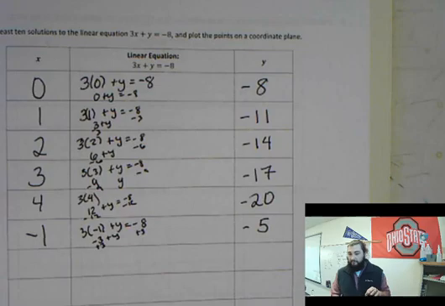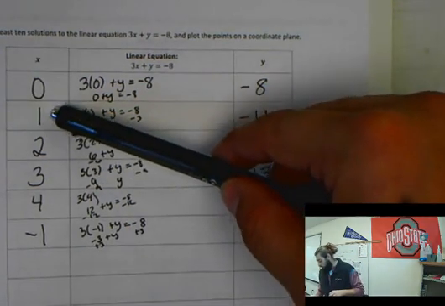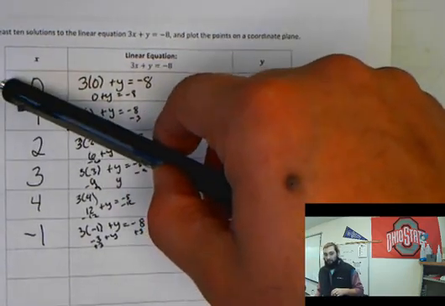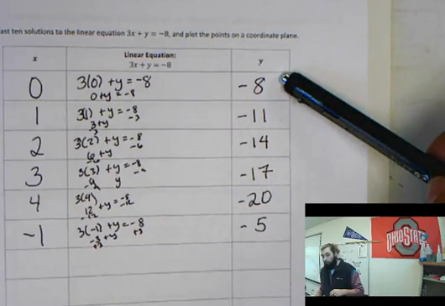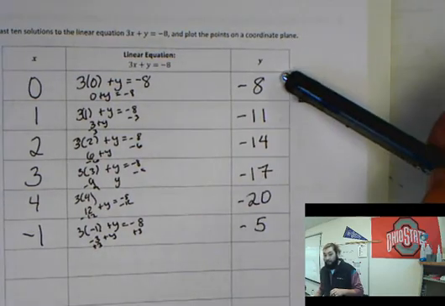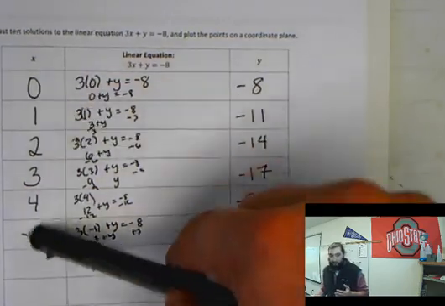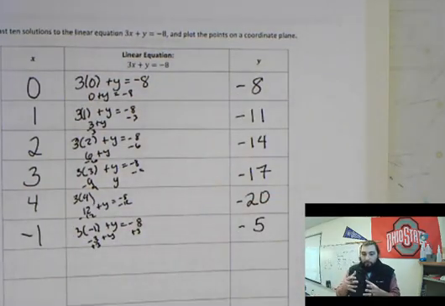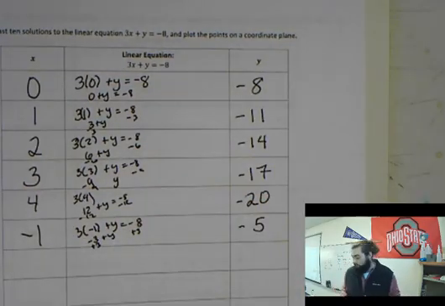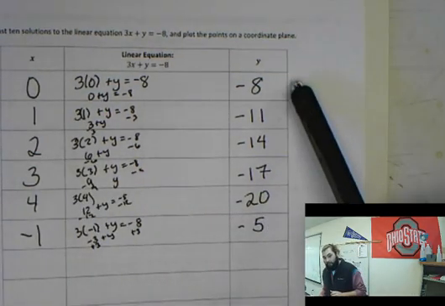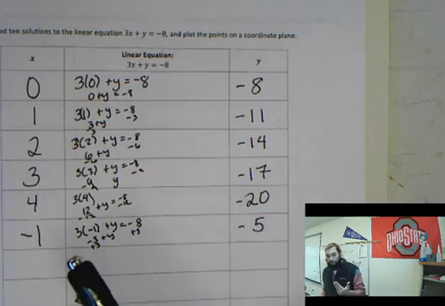Again, that should make sense. If we go from 1 down to 0, we decrease x by 1. What happens to our y? Our y gets increased by 3. So I know it's kind of a leap to go from 0 all the way down here to negative 1, but on a graph it's simply just 1 point over. So we go from 0 to negative 1. What happens to our y values? We go from negative 8 to negative 5, an increase of 3.